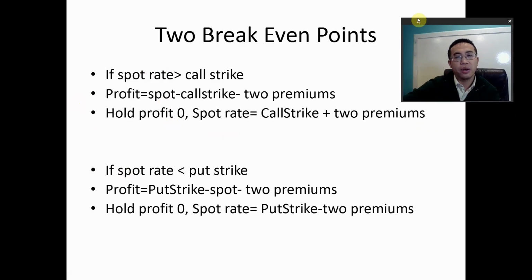So the spot rate here would be the call strike plus the two premiums, and the spot rate right here would be the put strike minus the two premiums. What you see here are two break-even points. One is the higher one, which is the higher strike offered by the call option plus the two premiums, making it even higher. And the other, lower break-even point is the put strike price, which is the lower strike minus the two premiums, making it even lower.